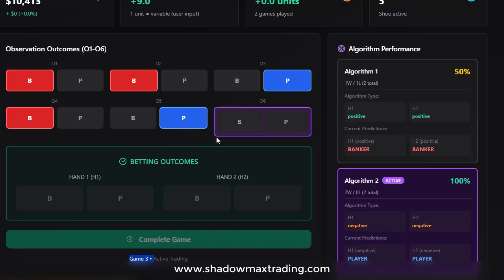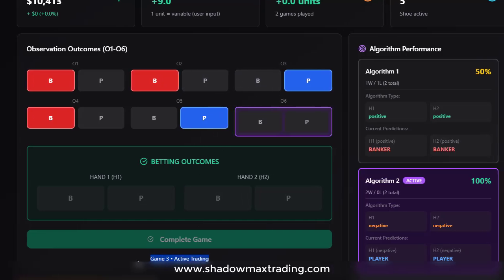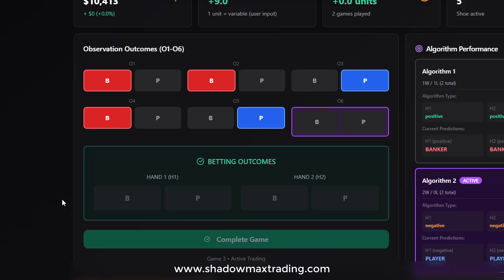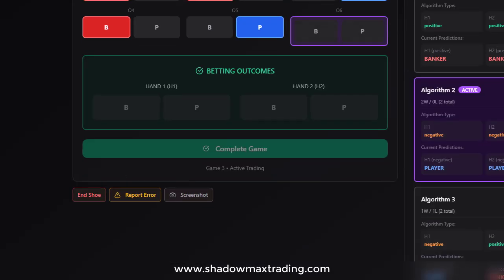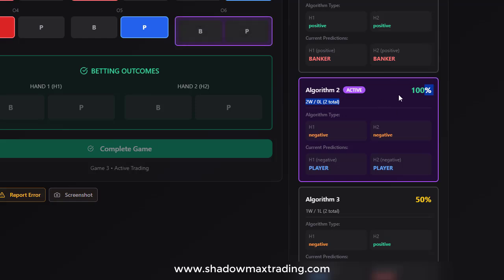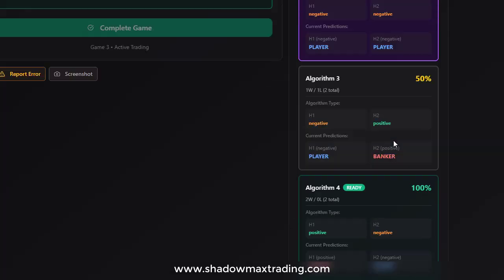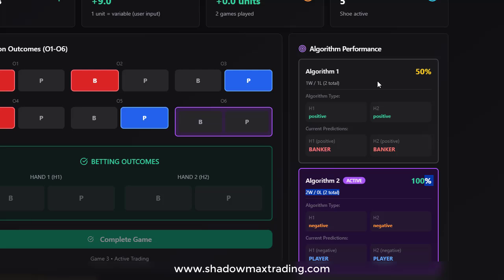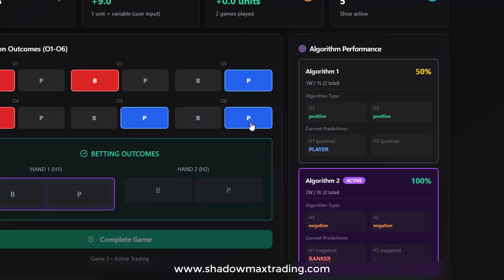All right, now you can see where it says game 3 active. So now we are in active mode, and you can see here the algorithms have aligned which ones are at 100% and which ones aren't. Once you've come to this 3rd game, you're going to put in this last outcome, whatever that is. Now once that's happened, you're in your 3rd game.